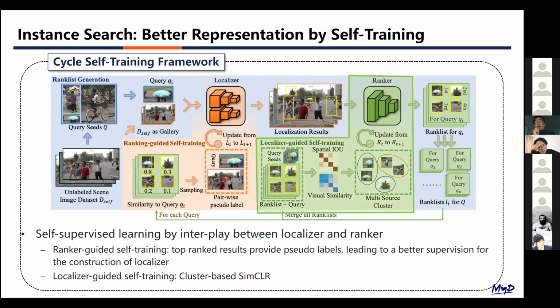And then on the second part, we turn the tables around and let the localizer guide the training of the ranker. So essentially, we can apply self-supervised training methods to all the objects identified by the localizer, and then use that data as a way to further improve the representation power of the ranker.